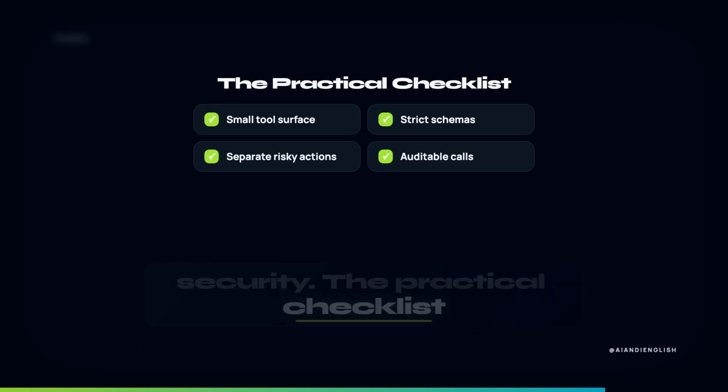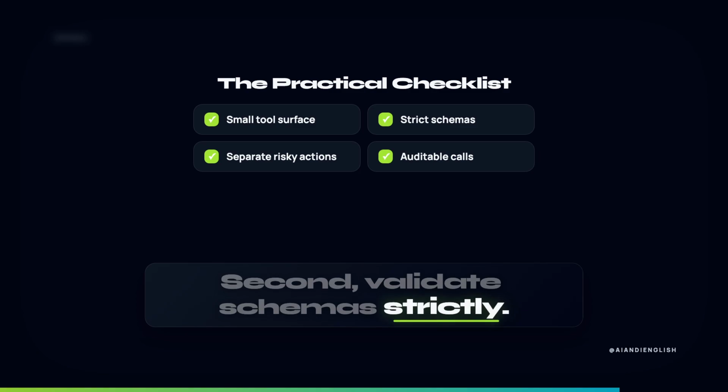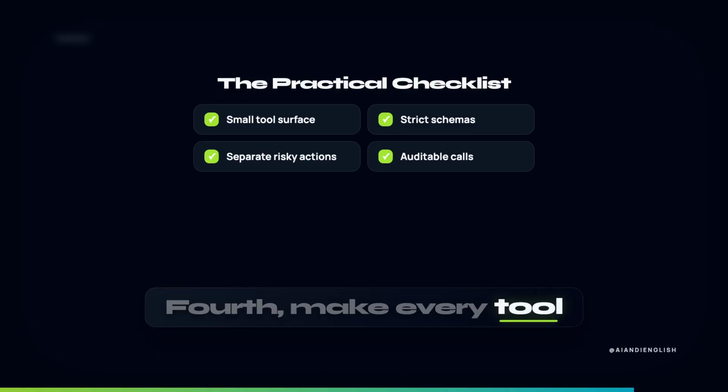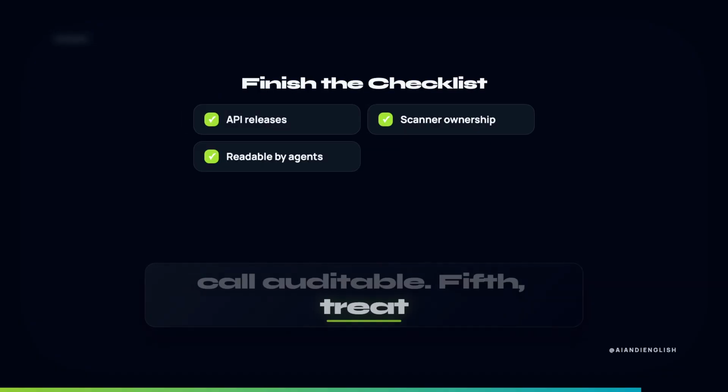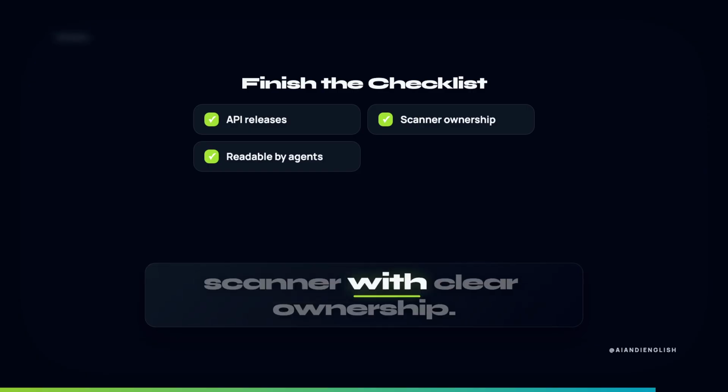The practical checklist is simple. First, keep the tool surface small. Second, validate schemas strictly. Third, separate risky actions. Fourth, make every tool call auditable. Fifth, treat specification changes like API releases. Sixth, operate a scanner with clear ownership.